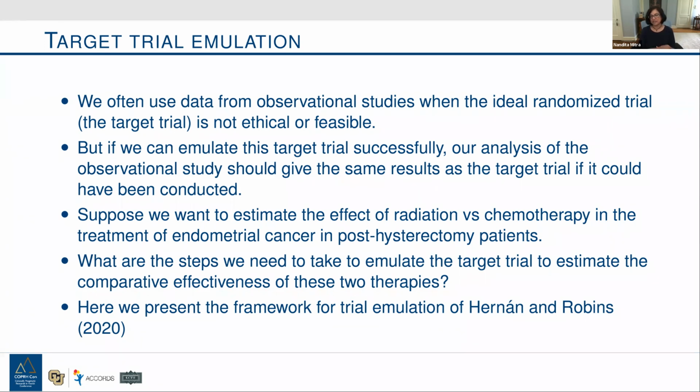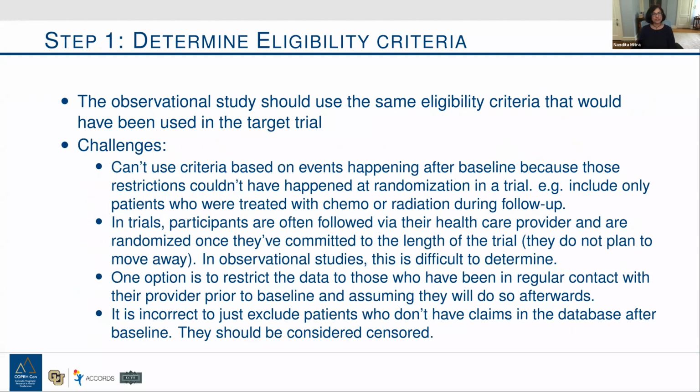These are very nicely outlined in Miguel Hernan and Jamie Robbins' paper in 2020 that's in the references. So we're going to talk about the framework, and I've split it up into 7 steps. The first is determining the eligibility criteria. Of course, if we're emulating a target trial, we want to think about who would be eligible and who wouldn't be. So when you're setting up your observational study, just like you would with a clinical trial, think very carefully about who would be eligible. And you should be using the same eligibility criteria that you would for your target trial, that dream trial.